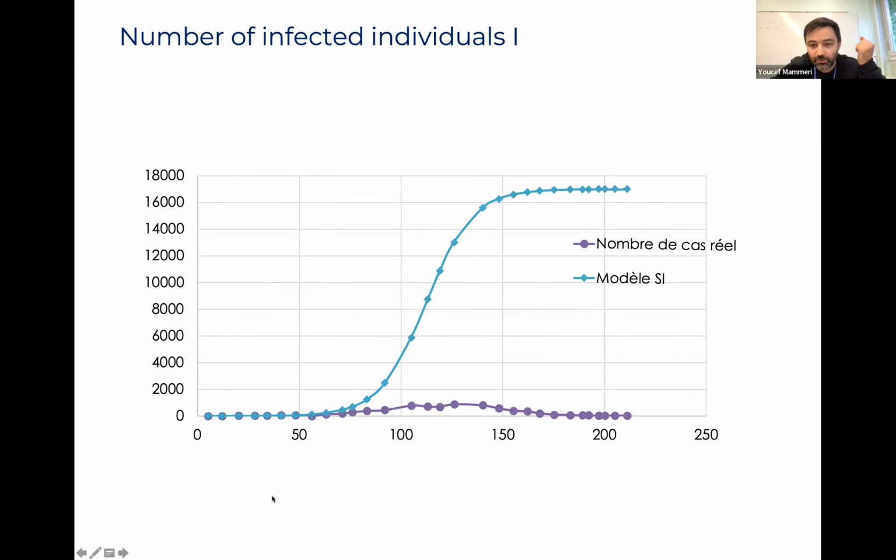This is an S curve or logistic curve. It will never go down again. The limit is this one. So there is something we're missing in the model.